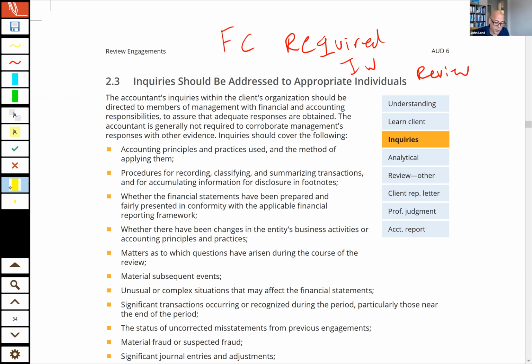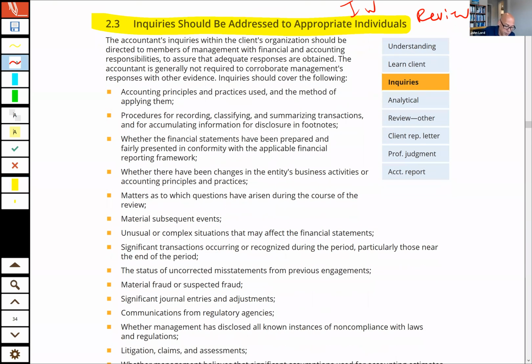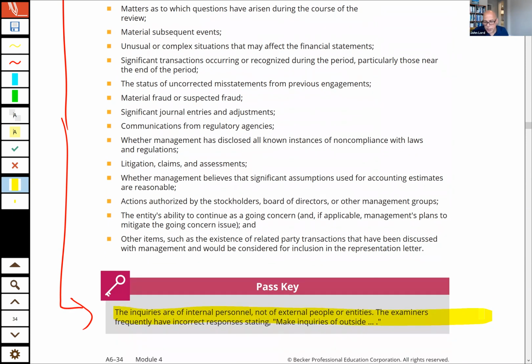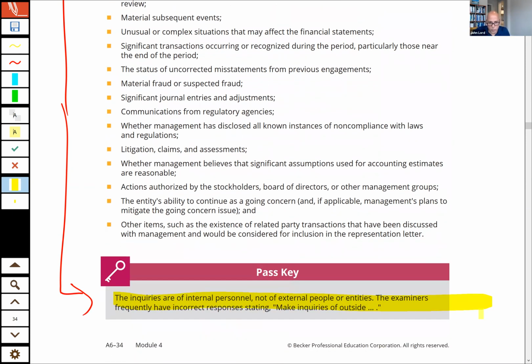Okay. So what we're doing here is flashcards. It's one flashcard of what is required in a review. Inquiry is required, and it's inquiry of appropriate individuals. Now, what do we mean by appropriate individuals? The reason they're saying appropriate there is that what you should include on that flashcard is that it's internal inquiry. So there really is no requirement that we have external inquiry.